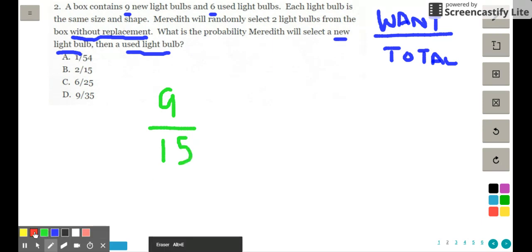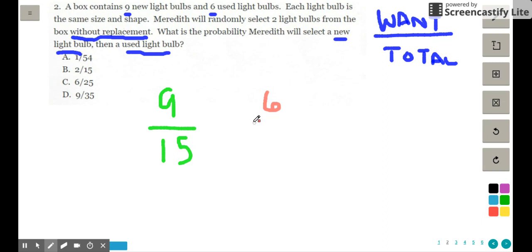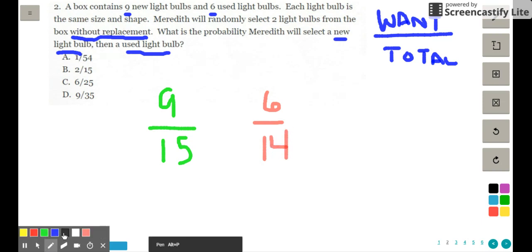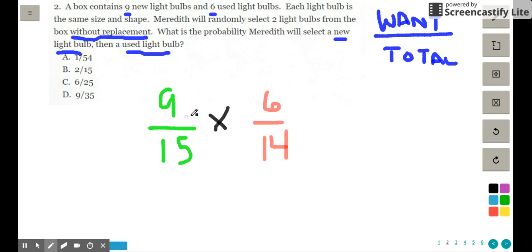Now Meredith is going to select a light bulb again, but this time it's going to be used. And there are 6 used light bulbs. But when Meredith picked that light bulb, it was without replacement. That means she's not putting it back in. If it said with replacement, she'd pick the light bulb and put it right back in the box. It says without, so now there are only 14 light bulbs. We multiply 9 times 6, we get 54. 15 times 14, you get 210.